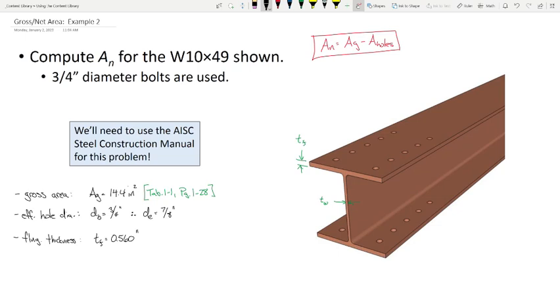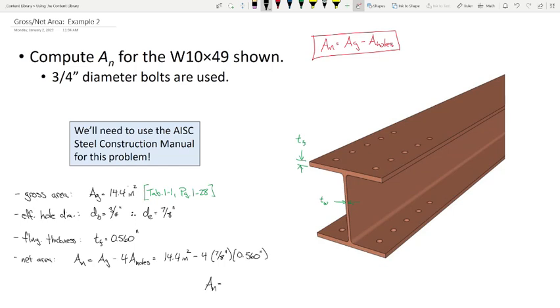Now, in order to compute the net area, we need the gross area, and then we subtract the area lost due to the presence of bolt holes. Taking a look at this schematic and breaking out the samurai sword or lightsaber, if I'm cutting through the net section, how many holes am I going to be chopping through? Four, right? Because if I samurai sword back here, I've got one, two, three, and then there's four back there. So the gross area minus four holes, which is going to be 14.4 inches squared minus 4 times 7/8 of an inch times 0.560 inches.